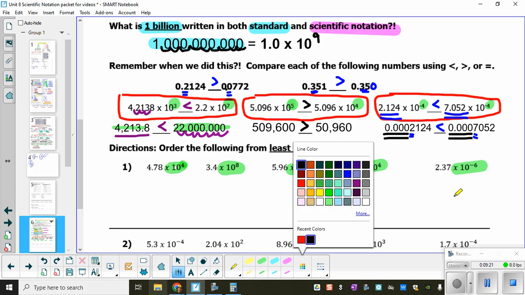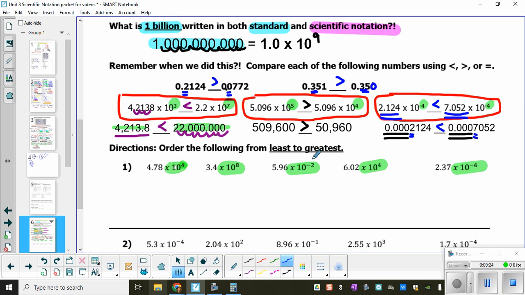So let's focus in on the negative ones real quick. We had a -2 and a -6. So between -2 and -6, which one is a smaller number, y'all? -6. So the lowest value we're going to have on this entire list is the 2.37 times 10 to the -6. Then we would have the 5.96 times 10 to the -2. All right, we took care of our negatives.